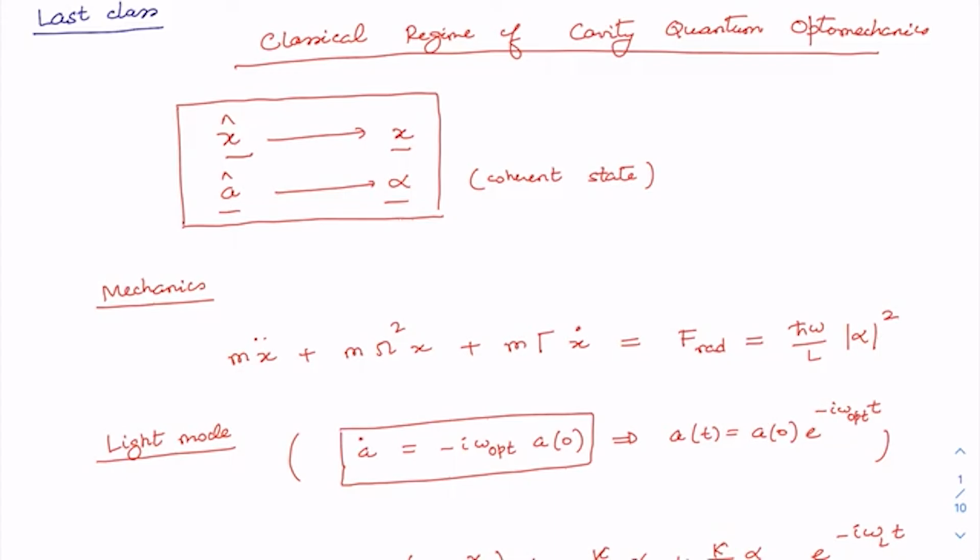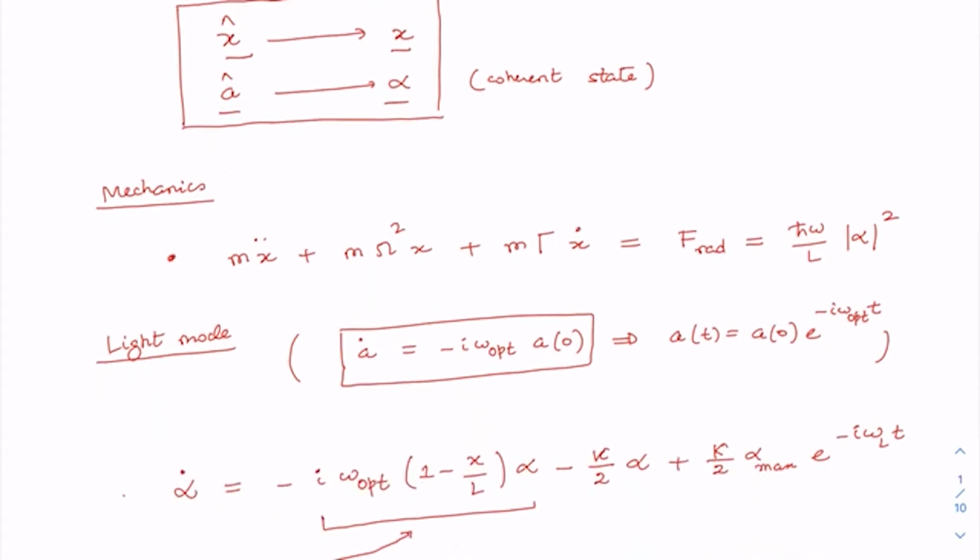And we all know that in the quantum regime, the light, which is an electromagnetic field, behaves like a harmonic oscillator. The equation of motion will be in the form of x and alpha, and we have written two equations, one for mechanics and the other for the light mode. The mechanical oscillator is considered to be a damped harmonic oscillator, and it is acted on by the radiation pressure force. And the light mode is represented by this equation, which I explained in the last class.